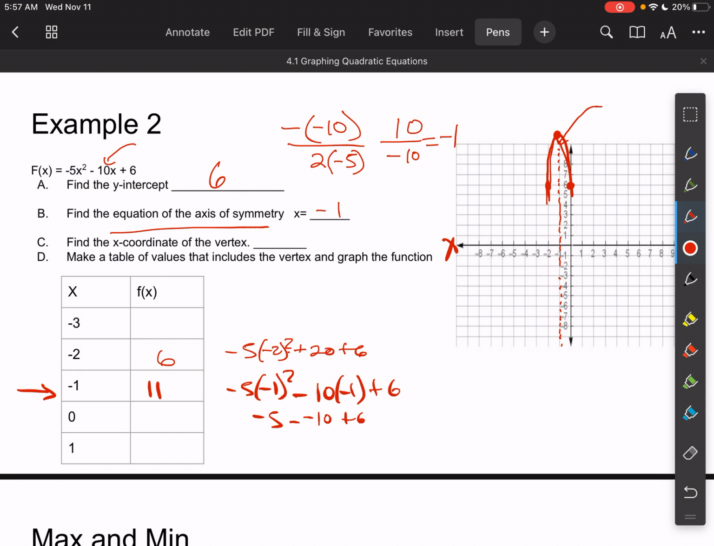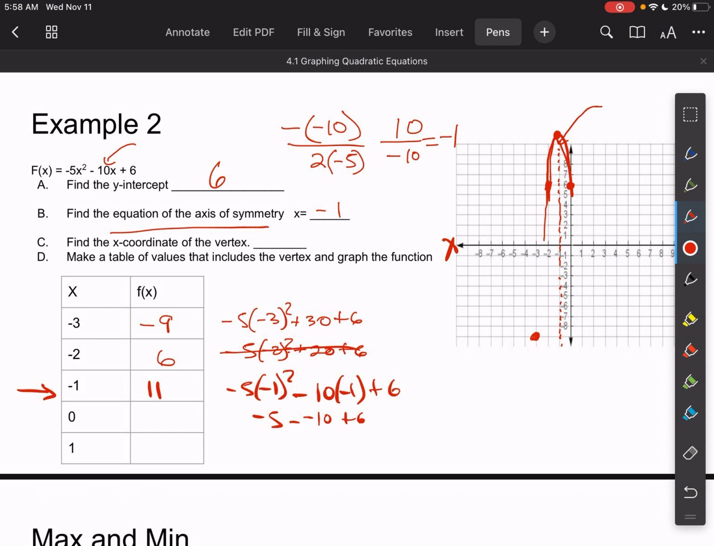Oh, I already knew that. I already knew that one because that's where my symmetry happened. All right, so let's keep going to negative 3. You really didn't need to do this because you had it with your symmetry. But let's keep going with negative 3. So negative 5 times negative 3 squared plus 30 plus 6. Negative 3 squared is 9. 9 times negative 5 is negative 45. Negative 45 plus 30 is negative 15. Negative 15 plus 6 is negative 9. So at negative 3, I'm all the way down here at negative 9.